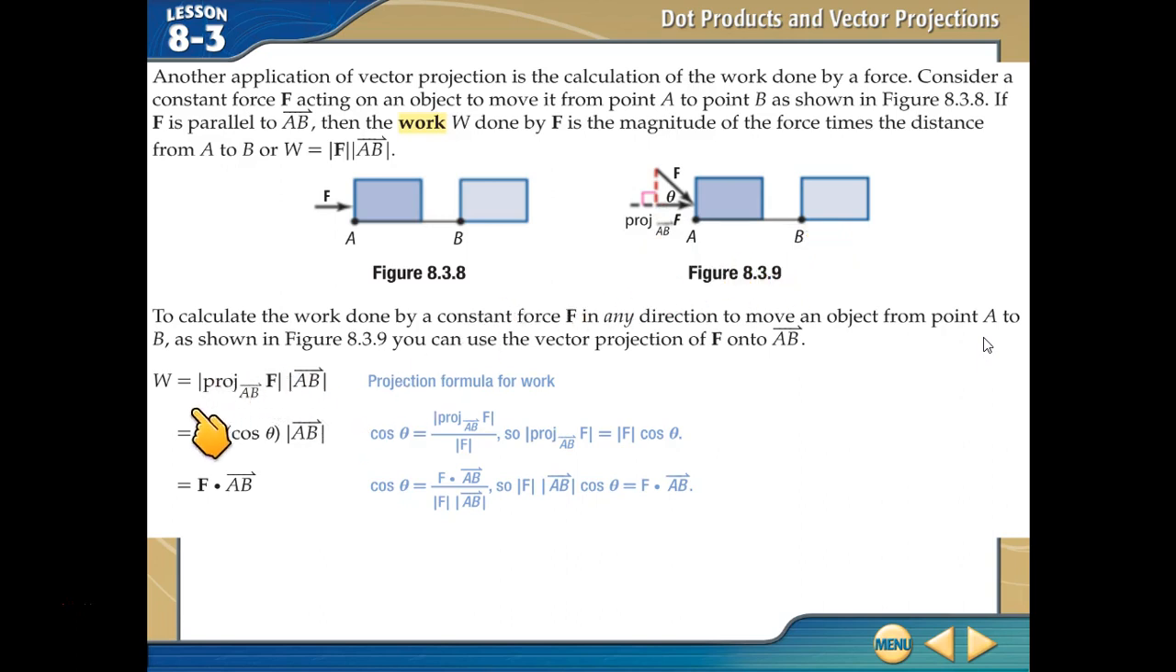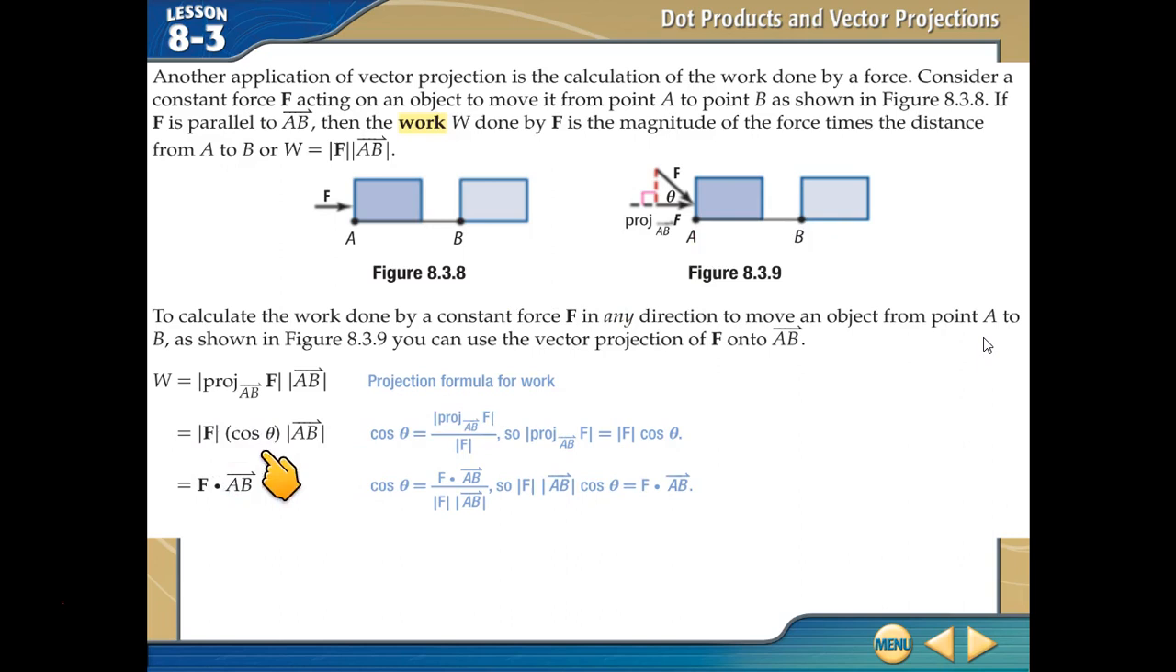So the way that we can look at our work is basically, again, I'm looking at a projection. I want to know how much of the force here is going in the direction that I want. So if the projection of the force along that vector is scaled by the magnitude of the vector that we actually moved it, from A to B, that is a distance, so that magnitude goes there.